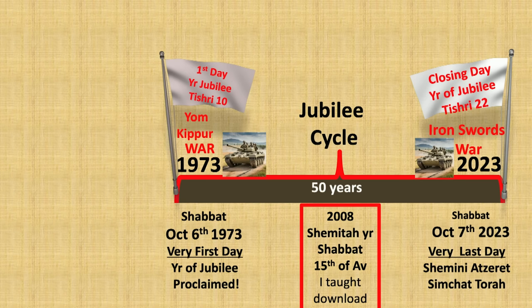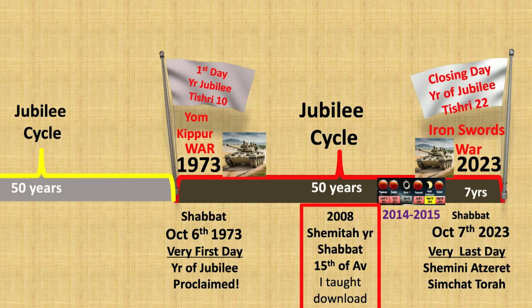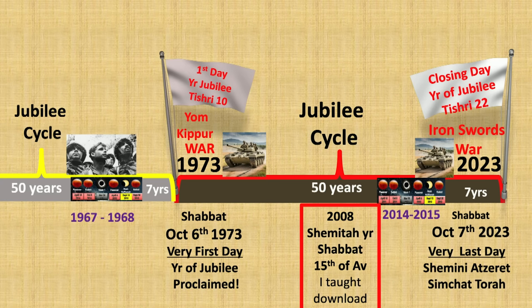Now again, it was 2008, a Shemitah year, on a Shabbat, when I first spoke about the blood moons. It was the 15th of Av when I taught this. And guess what? The 2014-2015 blood moons that I was looking at was exactly 7 years, a Shemitah cycle, before the end of the Jubilee. And before this, I noticed in 1967, we had a war, but it also was exactly 7 years before the next Jubilee. So what were the blood moons saying? They're saying at the very beginning in 67, seven more years, the beginning of the year of Jubilee, there's going to be a war. And then in 2014, 2015, exactly a Shemitah cycle before the end of the Jubilee is a war. Okay?